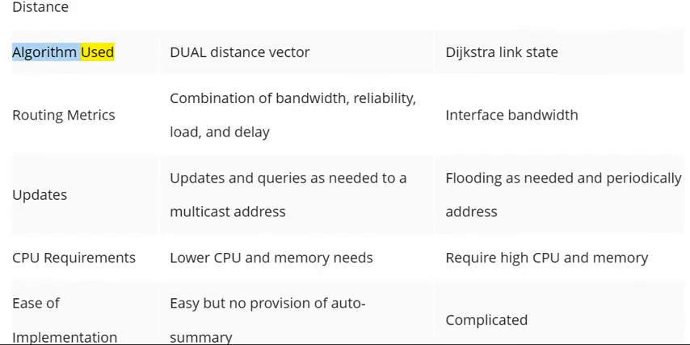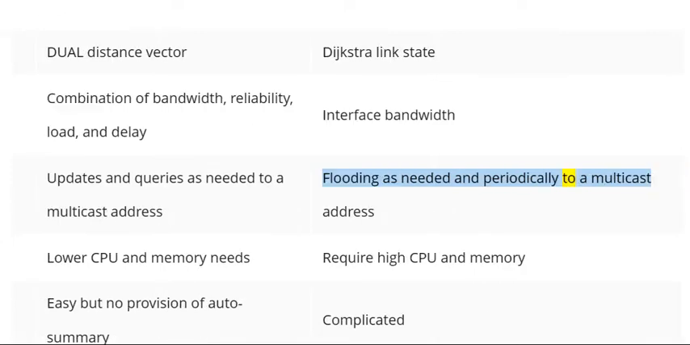Algorithm used: EIGRP uses DUAL, distance vector; OSPF uses Dijkstra, link state. Routing metrics: EIGRP uses a combination of bandwidth, reliability, load, and delay; OSPF uses interface bandwidth. Updates: EIGRP sends updates and queries as needed to a multicast address. OSPF uses flooding as needed and periodically to a multicast address.